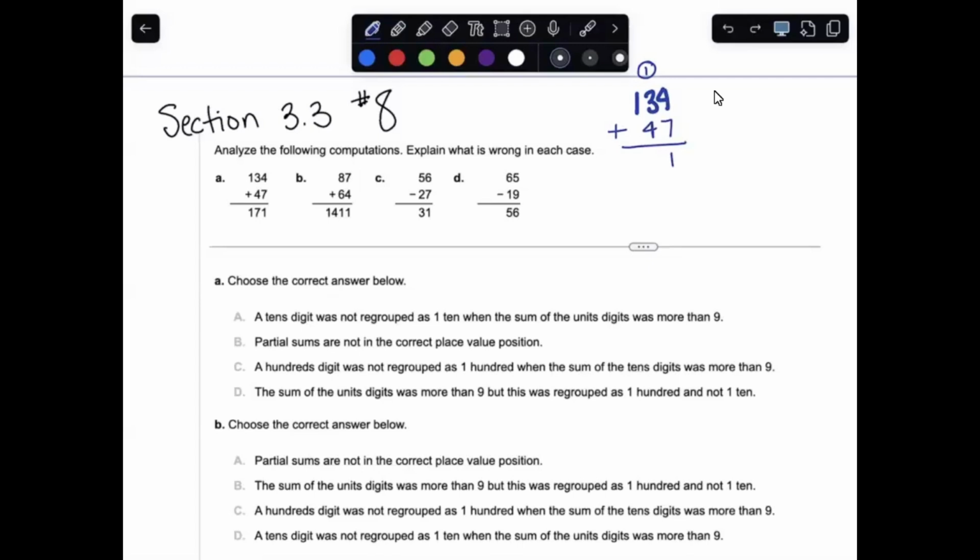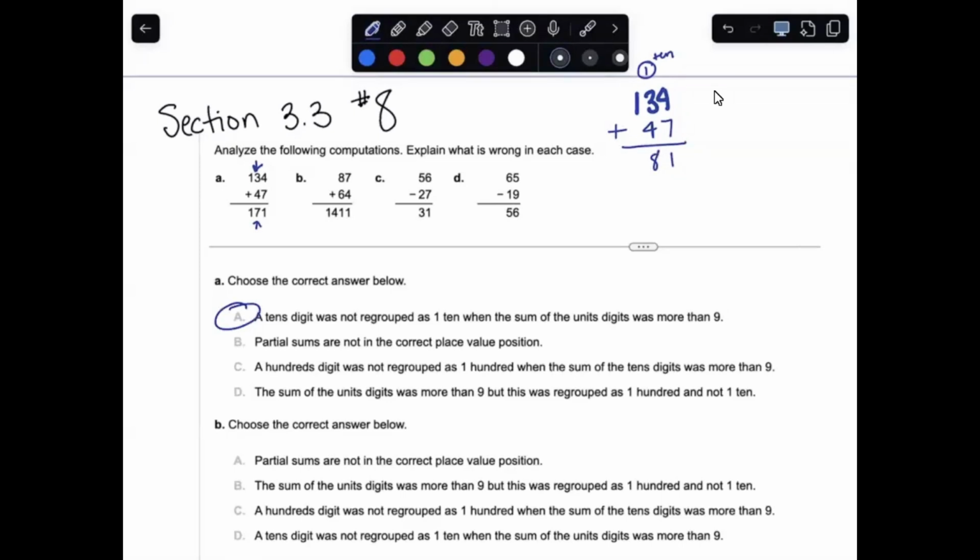Then what they have in the tens place is 3 tens and 4 tens gives us 7 tens together. But in our ones place, we had 11 ones, which we regrouped as 1 ten and 1 one. So that should give us a total of 1 ten plus 3 tens plus 4 tens is 8 tens. So that's what the student has done wrong here. That would correspond with a tens digit was not regrouped as 1 ten when the sum of the units digits was more than 9.